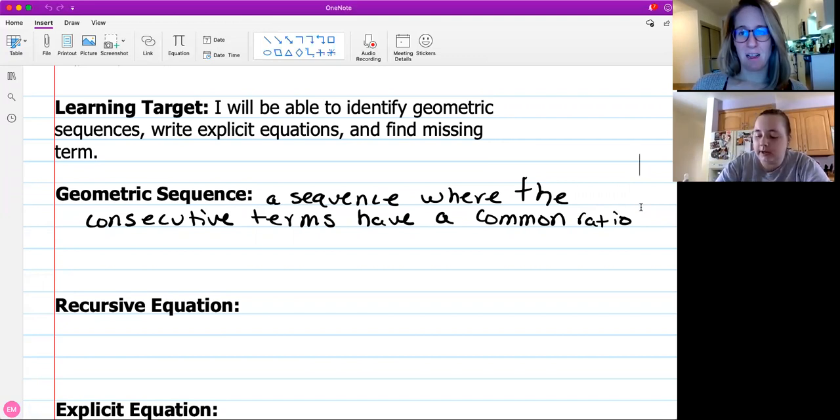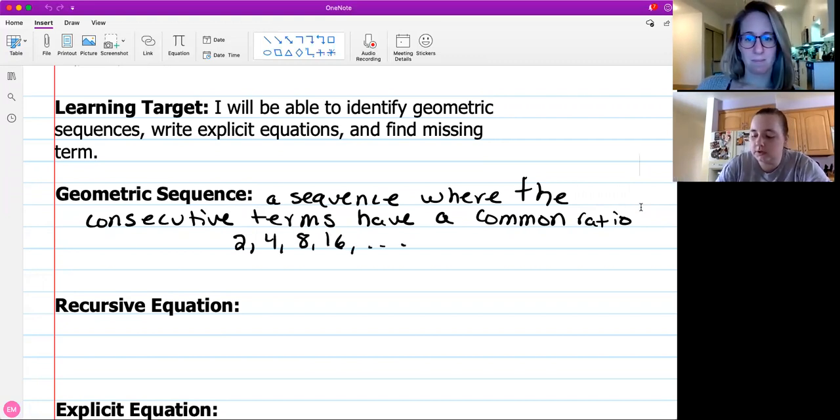Okay, so if we look at a sequence, let's look at 2, 4, 8, 16. So here, to get to the next terms, we're going to multiply by 2 every time. So 2 times 2 is 4, 4 times 2 is 8, and 8 times 2 is 16. So the common ratio here is 2, and we denote that by r. So r would be 2.